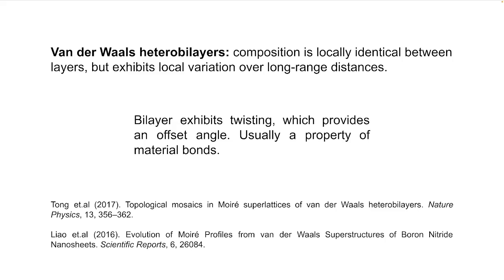So in this case, we're dealing with chemical structures, biochemical structures, and we're able to produce these sort of Moire superlattices. This is a specific type called van der Waals heterobilayers, and of course, as the name suggests, it can also produce van der Waals forces. We have these topological mosaics, and we also have these Moire profiles that get produced in different types of nanosheets. So we can produce this pattern formation at very small scales.